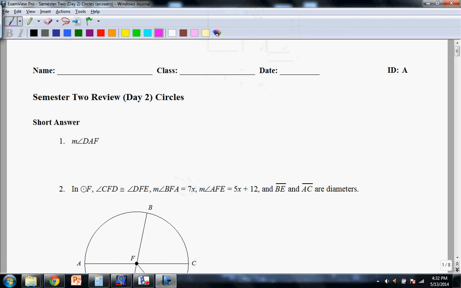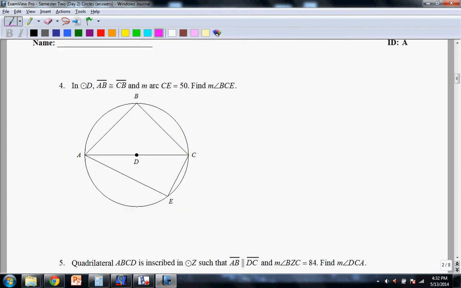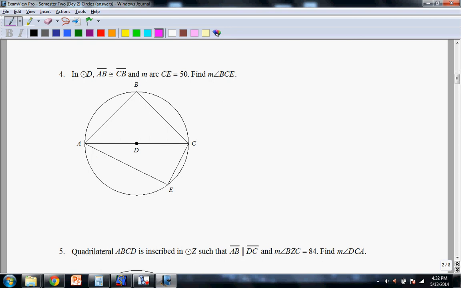Okay, this is the Semester 2 review, Day 2, circles. Taking a look at this problem here. It says we are told that this segment, AB, is the same length as the segment CB.